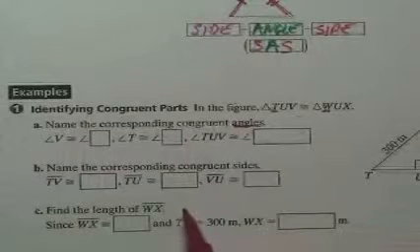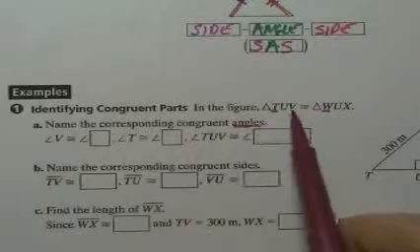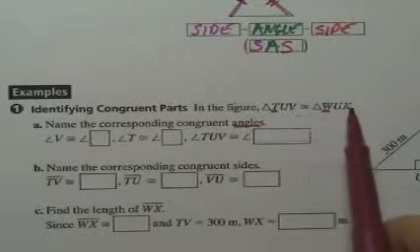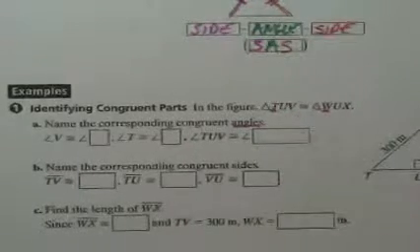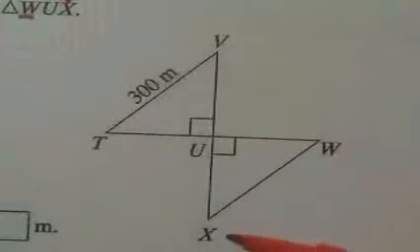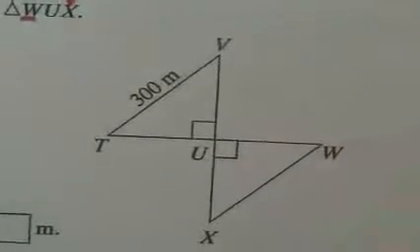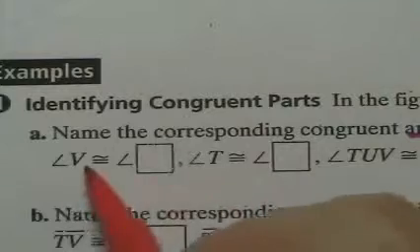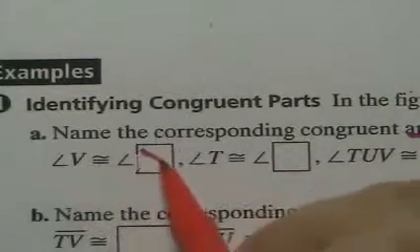Okay, our first one says, name the corresponding congruent angles. So we have angles. Angle V, so if you look right here, you have angle V. Which one does it match up with over here? Here's angle X. That one should match up with angle V. And if you look at the picture, angle V and angle X, they are the same. They correspond to each other. So angle V is congruent to angle X.